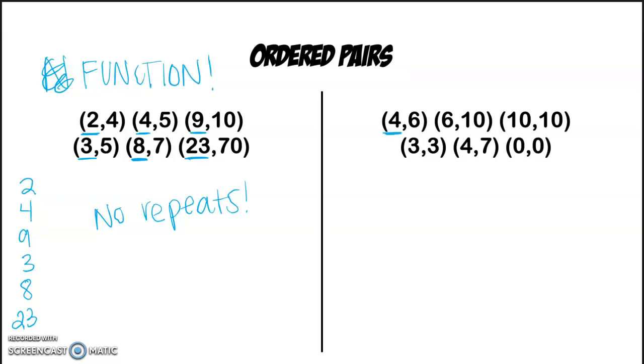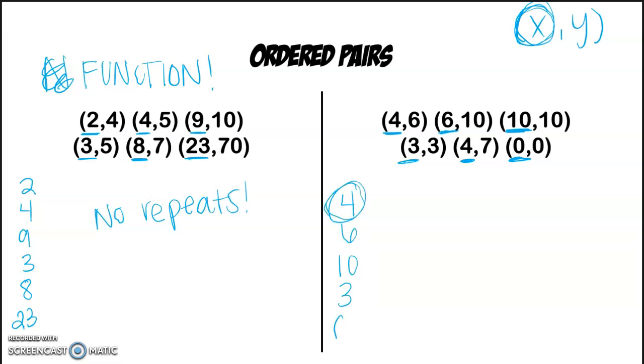All right, let's look at our right side. Again, I'm going to underline those x values just so I keep it clear what I'm looking at. Remember, in an ordered pair, it's x comma y, so we're only looking at those first values. So I see I've got 4, 6, 10, 3. Oh, I've got another 4. There's a repeat. And 0. So I had one x value repeat, which immediately tells me that this is not a function.